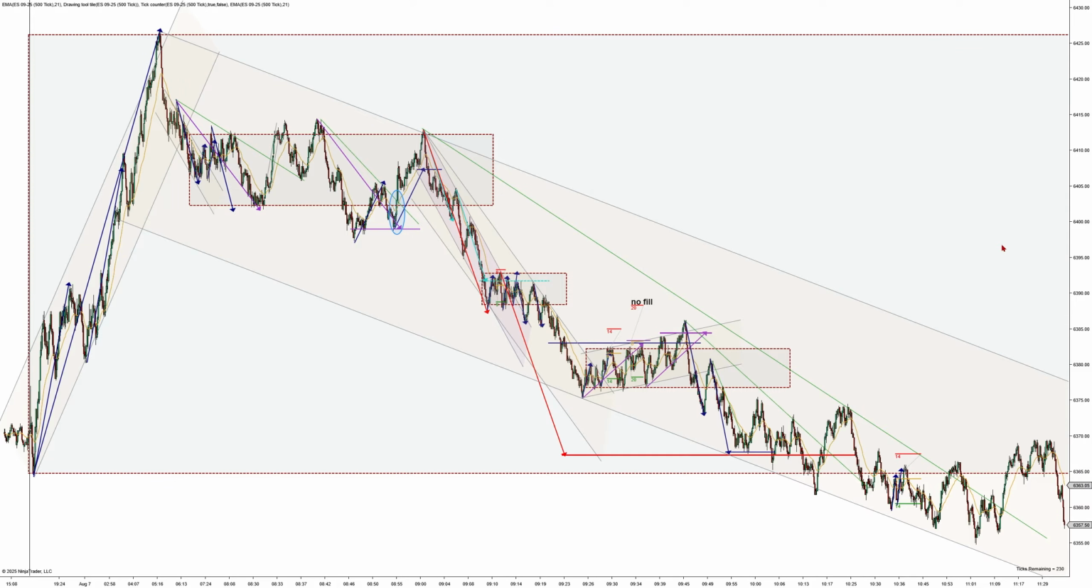We're looking at the ES futures on a 500 tick chart with a 21 EMA. So we've got our overnight high up here and our overnight low down here. These are our key levels for the day. I started trading at 8 Central Time, which is this area right here.